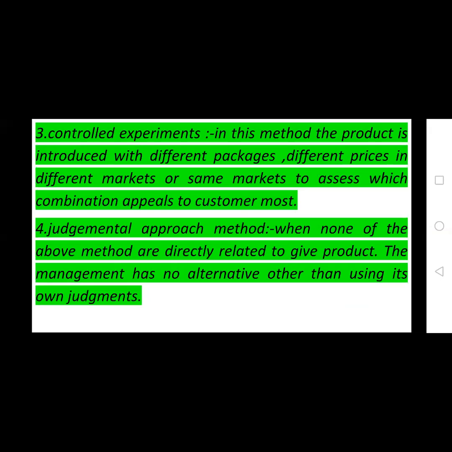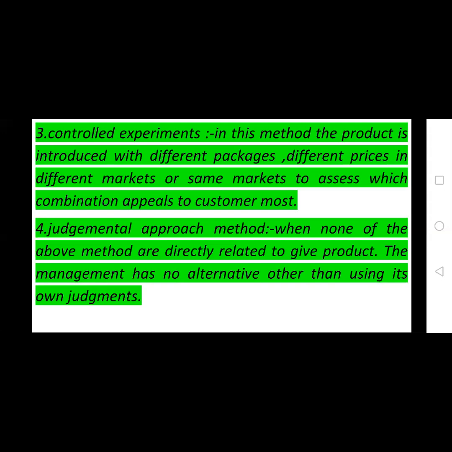And the next method in other methods is the controlled experiments method. In this method, the product is introduced with different packages, with different prices in different markets or the same markets, to assess which combination appeals to the customer most.